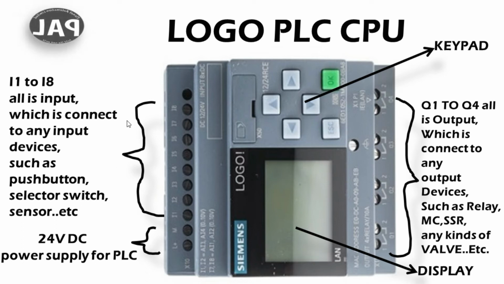So friends, these are the input functions. I1 to I8 are all in octal format here. I1 to I8 are all connected to any kinds of input devices such as a push button switch, selector switch, any kinds of sensor, and L plus M means a 24 volt supply. Always remember M means your 24 volt DC supply. L plus is the positive voltage, and M means minus 24 volt DC power supply for DC.